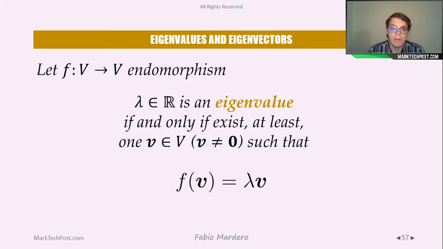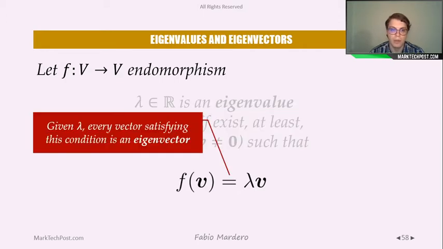We can define a real number lambda, an eigenvalue, if and only if there exists at least one vector v in V such that, applying the function to the vector v, we get lambda times the vector itself. So for these particular vectors v, the function just scales their magnitude, but doesn't change their direction. Given lambda, every vector that satisfies this condition is said to be an eigenvector.